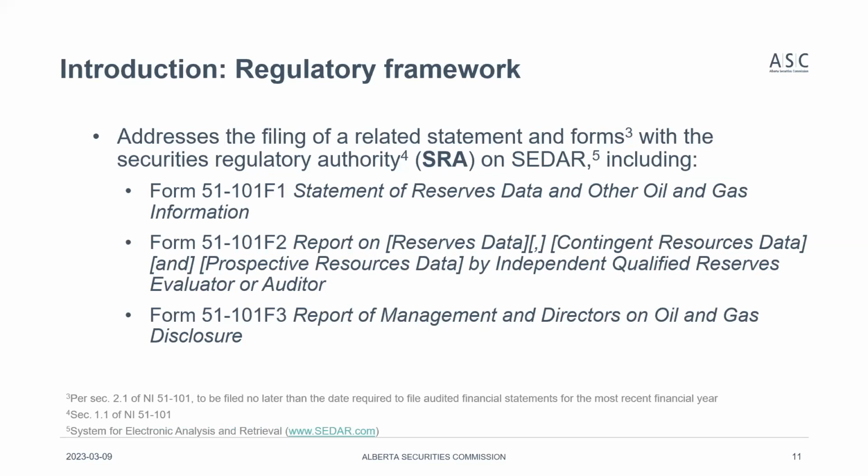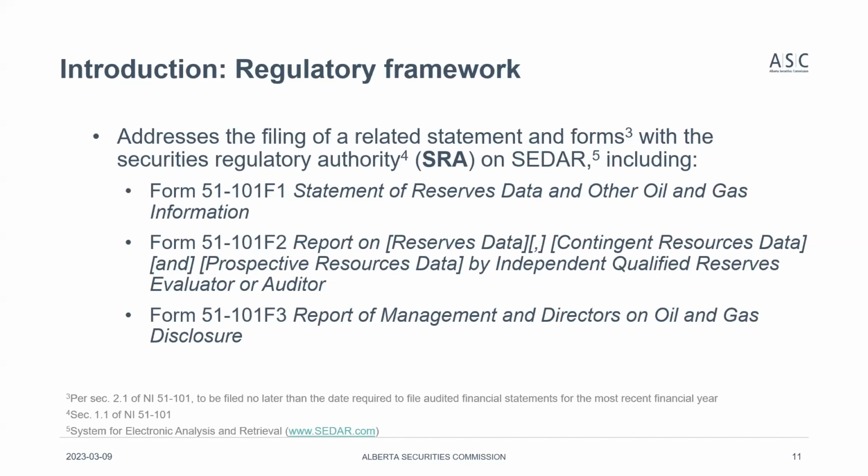51-101 points to a statement and forms that are required to be filed annually with the securities regulatory authority, the acronym for which we use throughout today is SRA, on SEDAR. So SEDAR, I'm assuming most people are familiar with that. It is the website where you'll see regulatory filings for reporting issuers. Also, non-reporting issuers will often be on there as well, especially ones that are intending to become reporting issuers or are in the process of becoming a reporting issuer. So you can go to sedar.com to see these filings that reporting issuers are responsible for providing on an annual basis.